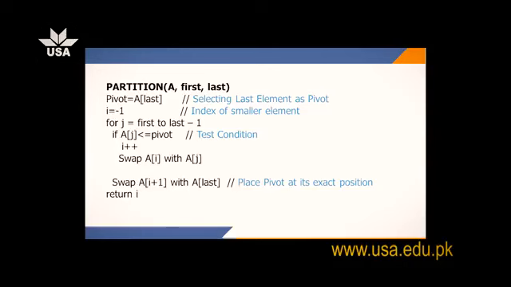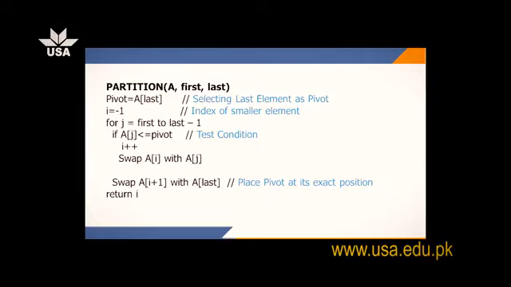And lastly, when the for loop terminates at size -1, after completion of the for loop, it swaps the last indexed value, which is our pivot element, with the I plus 1 indexed value, and lastly it returns the I index to the method.